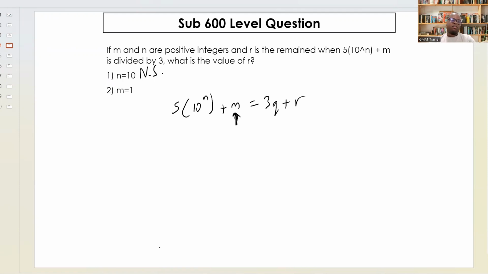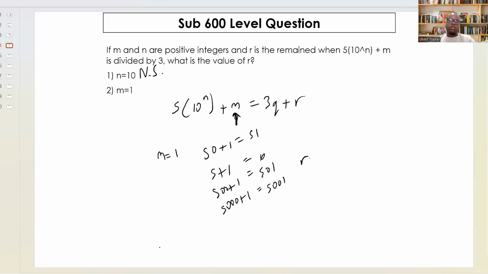Now the second statement, m is equal to 1. If m is equal to 1, then we have an answer, because we'll have a definite value of m. So that will mean 5 plus 1, 50 plus 1, 500 plus 1, 5,000 plus 1. All these will be multiples of 3, because you'll have 6, 51, 501, 5,001, and therefore r will be 0. It won't have multiple values of r, it will only have one value of r. So the second statement is sufficient.